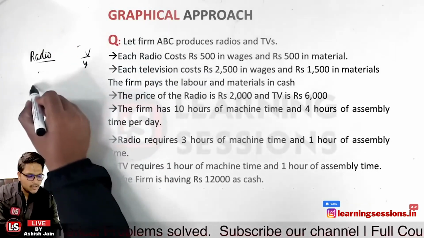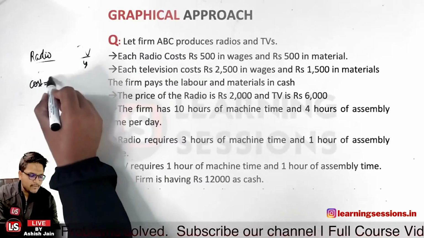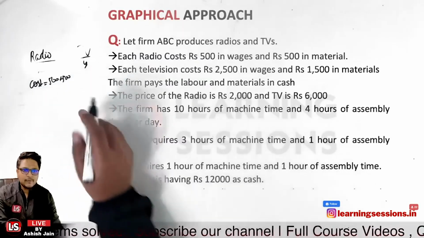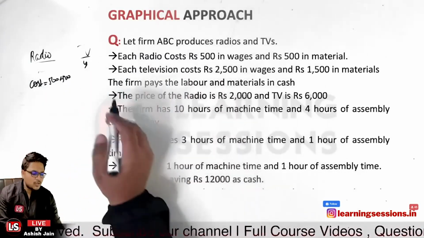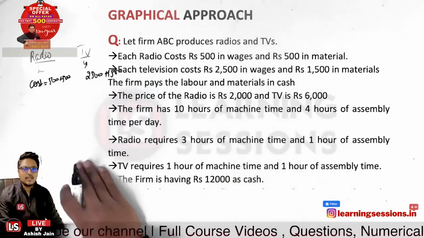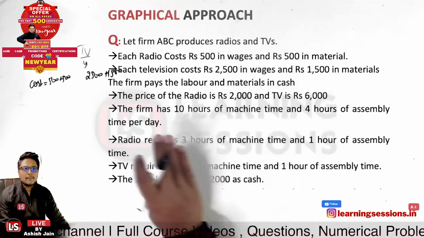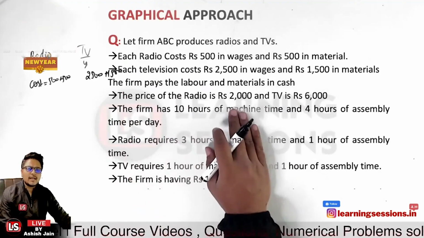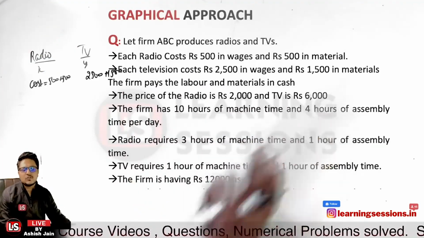And further we are saying the cost related to the radio is 500 plus 500. And related to the television itself, the cost is given to be 2500 plus 1500. That is the cost related to the television over here. The price of the radio is 2000 and the TV is given to be 6000.